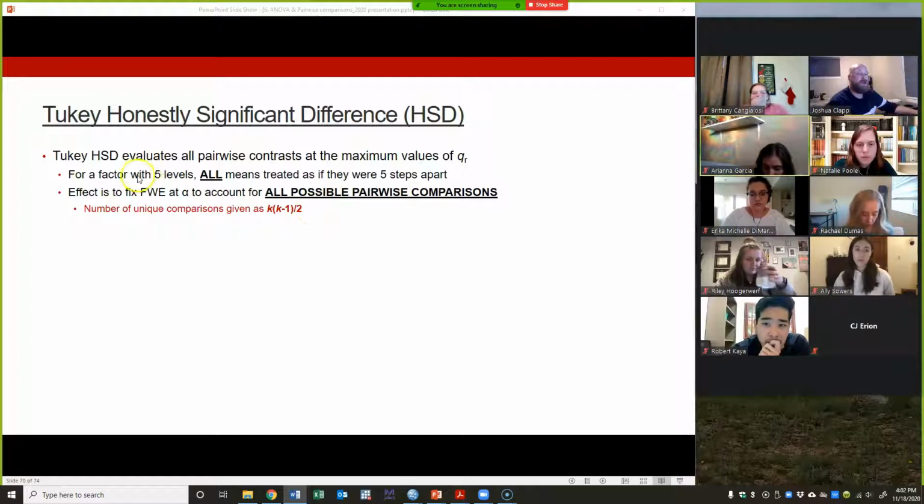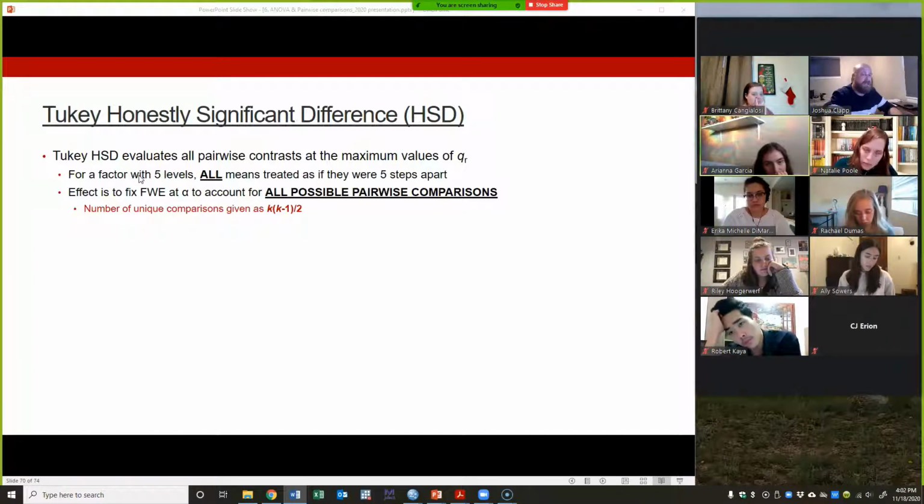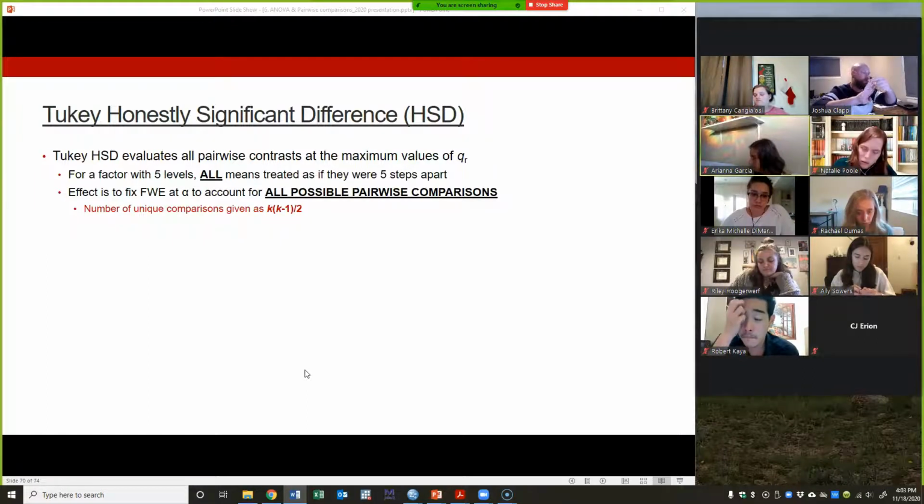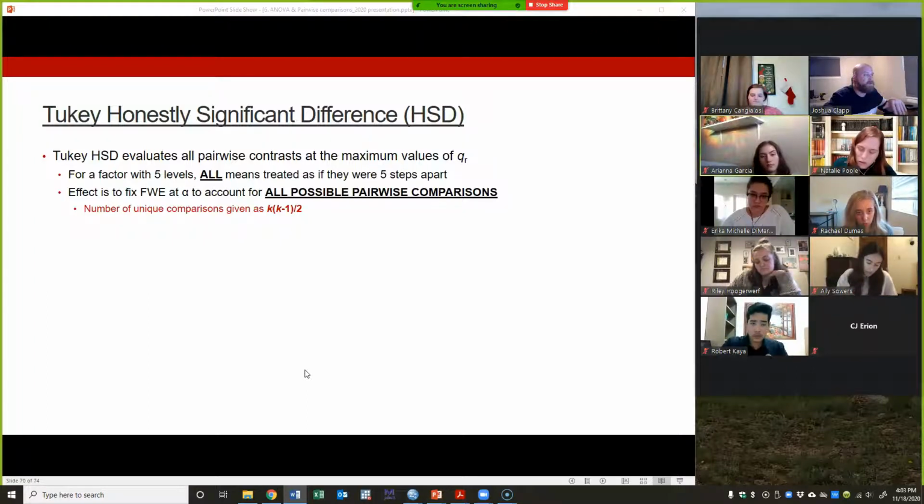Okay, so let's say we've got a factor with 5 levels. We're going to treat all pairwise comparisons as if they were 5 steps apart. So with Tukey's HSD, we fix our family-wise error to account for all possible pairwise comparisons. The number of unique pairwise comparisons is the number of groups times the number of groups minus 1, divided by 2, right? So let's say I have 3 levels to my group. 3 times 2 divided by 2 gives me 3: 1 and 2, 1 and 3, 2 and 3. If I've got 4 groups, that's 4 times 3 is 12, divided by 2 is 6: 1 and 2, 1 and 3, 1 and 4, 2 and 3, 2 and 4, 3 and 4. It's just a shortcut for identifying the number of possible pairwise comparisons, okay?